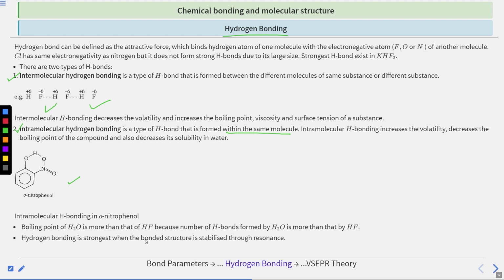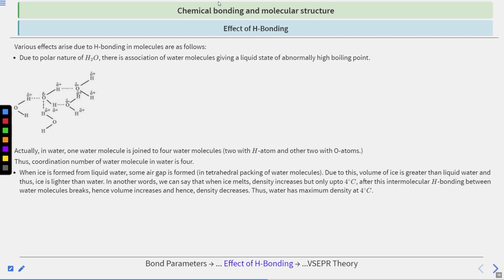The boiling point of water is more than that of hydrogen fluoride because the number of hydrogen bonds formed by H2O is more than that by HF. And hydrogen bonding is strongest when the bonded structure is stabilized through resonance. So what is resonance? We will study this. Effect of hydrogen bonding: various effects arise due to hydrogen bonding in molecules, as follows.